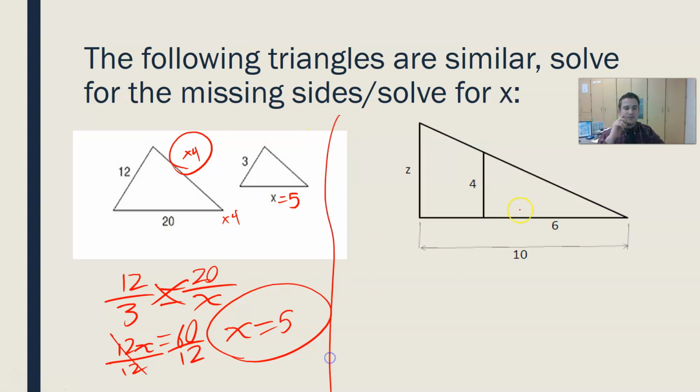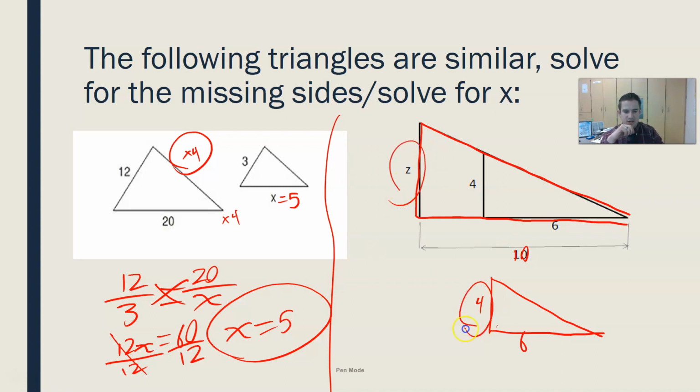Good. So, how about this triangle? I say these two triangles are similar. So I have this little triangle right here. I'm going to go ahead and redraw it out here, something like that, where this side is 4 and this side is 6. And then I have this big triangle, where this side is 10 and this side is z.